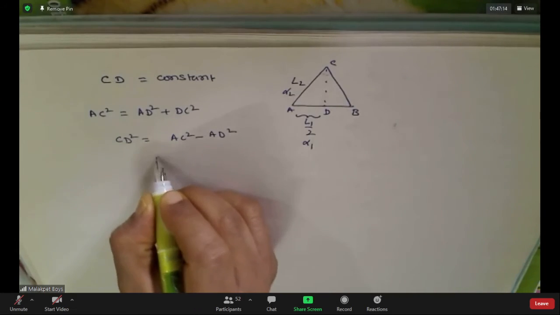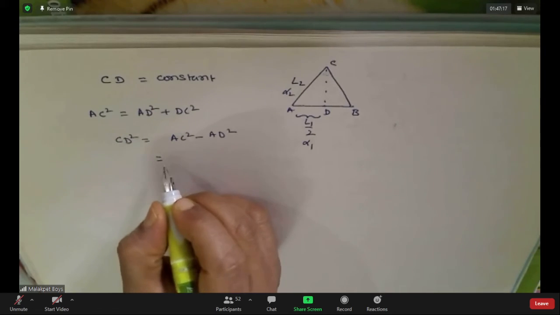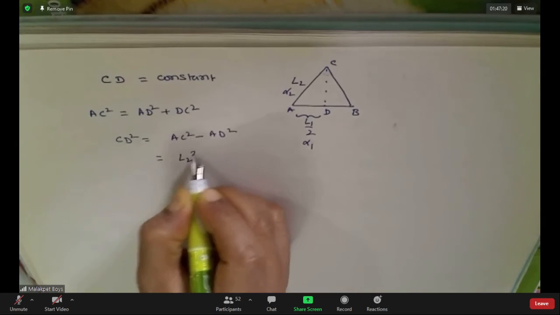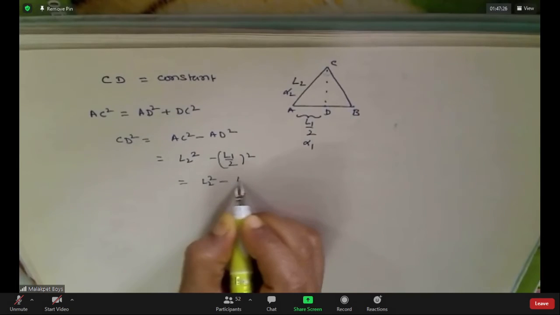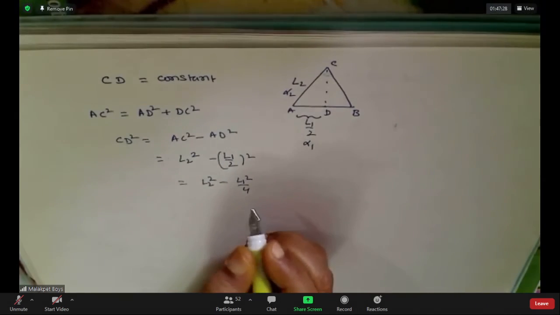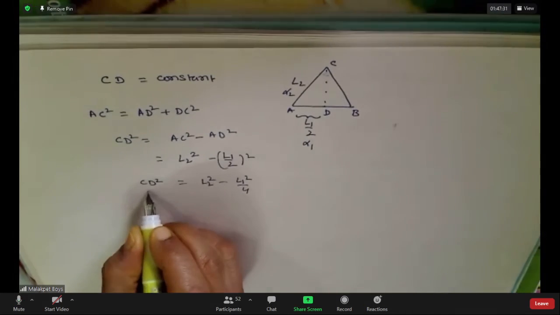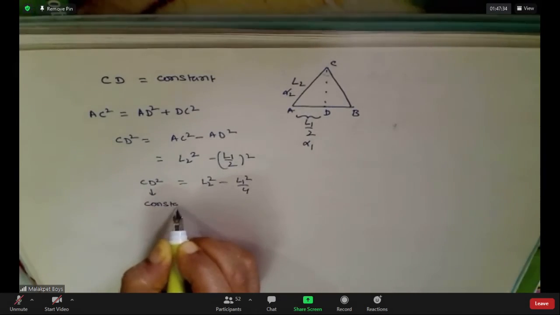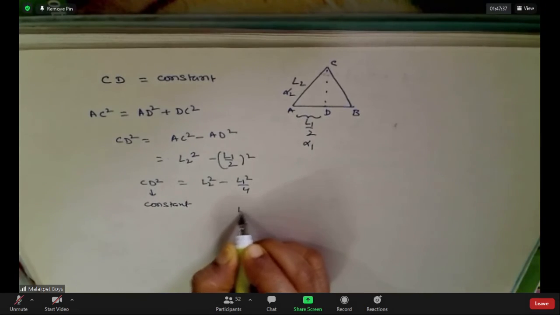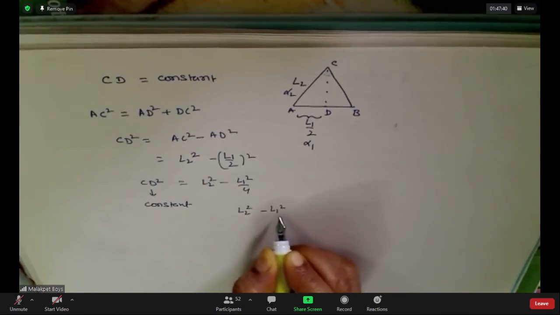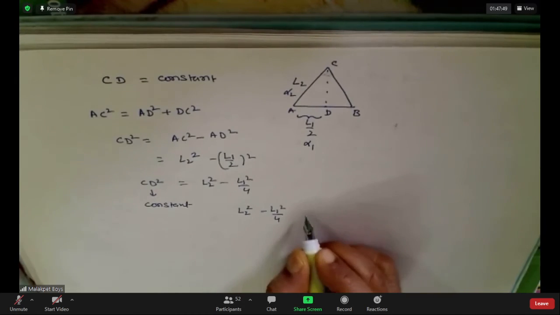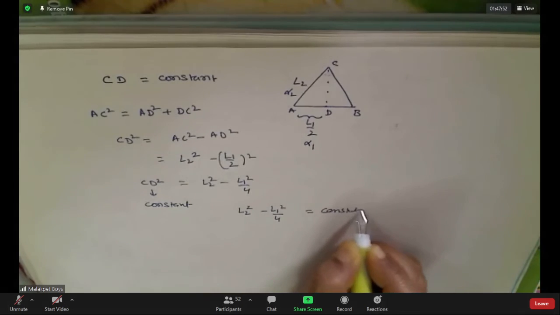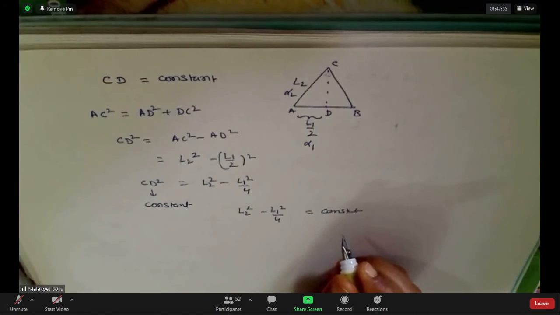What is AC, man? AC is L2. It is given it is an equilateral triangle, sir. All lengths will be equal. Do you agree with this? All three sides are equal, so 3 L1 square by 4 equals AC square we will get. L1 and AC. Do you agree with this? Agree, sir.